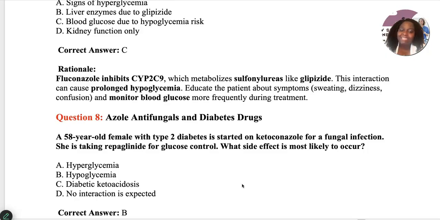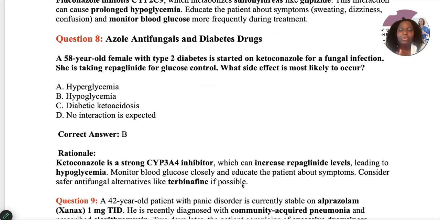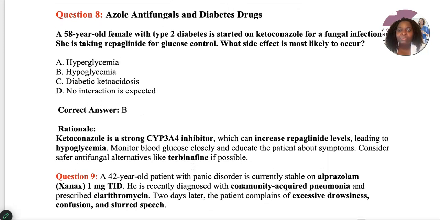prolonged hypoglycemia. Because due to the presence of fluconazole, you'll be giving more anti-diabetic drug than you really want to. That drug, fluconazole, is going to have an effect on sulfonylureas like glipizide. It is going to raise the level of the drug and build it up in the system. Now you have more glipizide in your body than you want, leading to hypoglycemia. So you have to educate the patient about symptoms like sweating, dizziness, confusion. That is not to say we're not going to give the fluconazole, but we got to monitor for these things as providers.